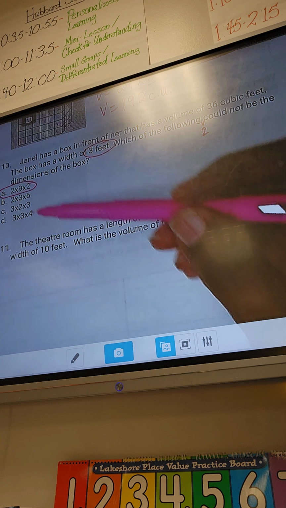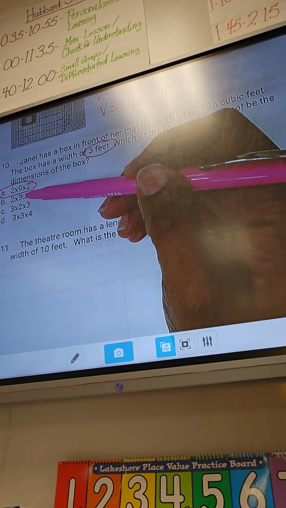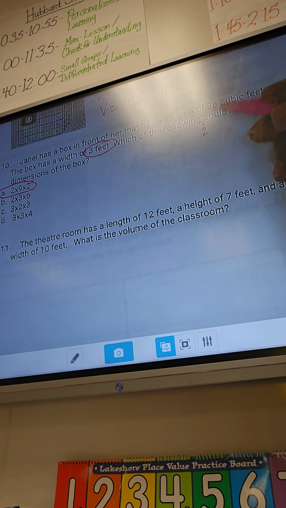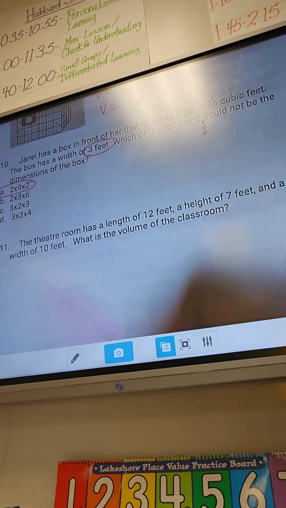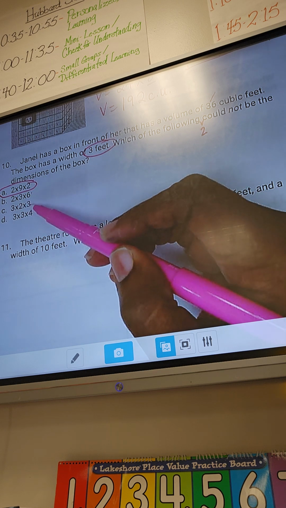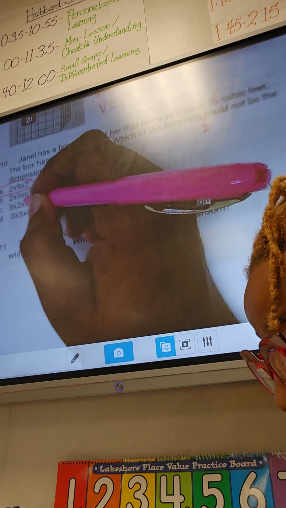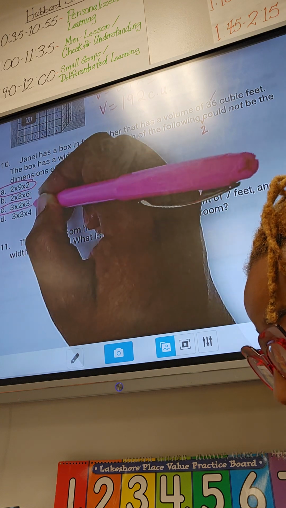Okay. B has a 3. Let's see. 2 times 3 is 6. 6 times 6 is 36. That would check out, so that would be a correct answer. C. 3 times 2 is 6. 6 times 3 is 18. That couldn't be the answer. So I know my answer is A and C.